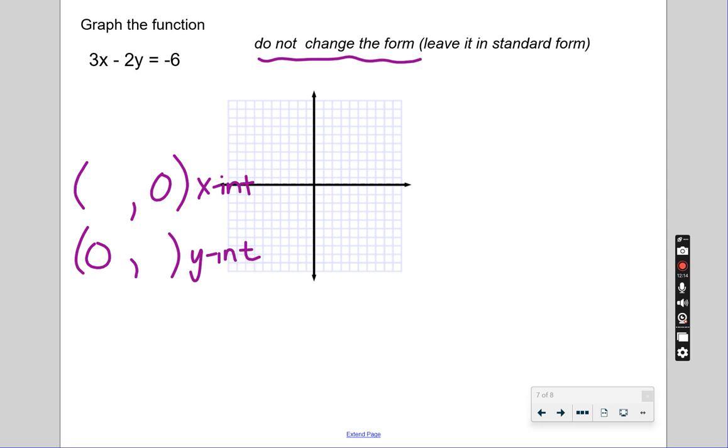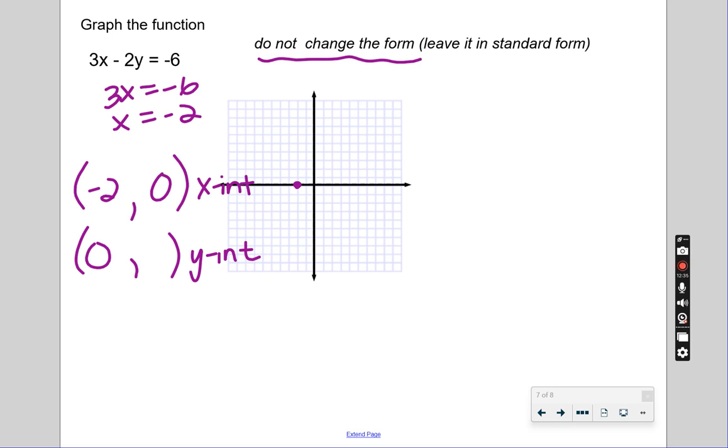So here's what I mean. Let's plug in, we'll do the x-intercept first. So if I plug in 0 for y, wouldn't this just go away? And now we have 3x equals negative 6. So what is the x-intercept? There we go. Negative 2, 0, put it on the graph.